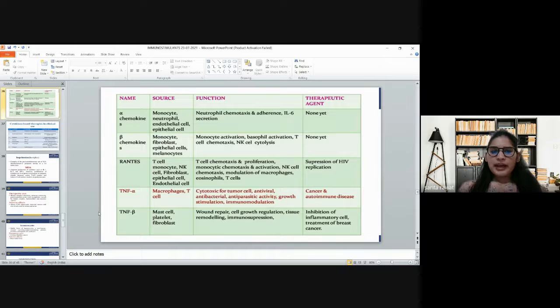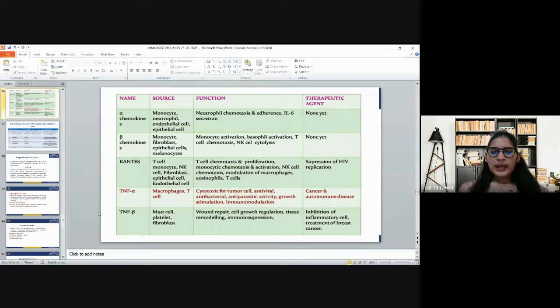Then the next we have TNF alpha. So the source are macrophage, T cell. Function included cytotoxic for the tumor cell, antiviral, antibacterial, antiparasitic activity, growth stimulation, and immunomodulation. Therapeutic agent included cancer, autoimmune disease.